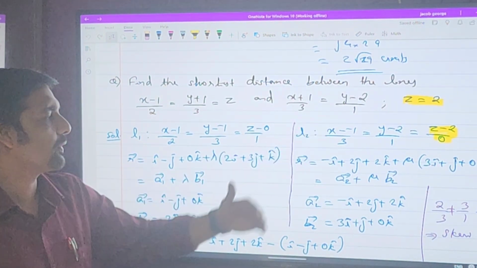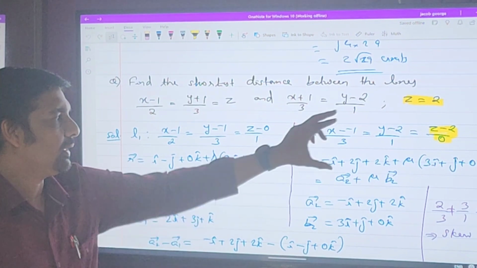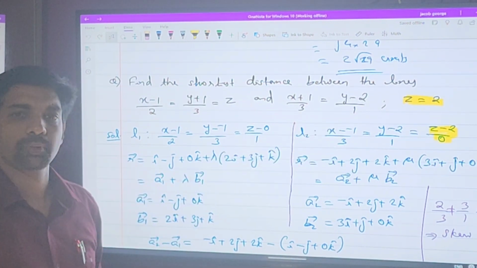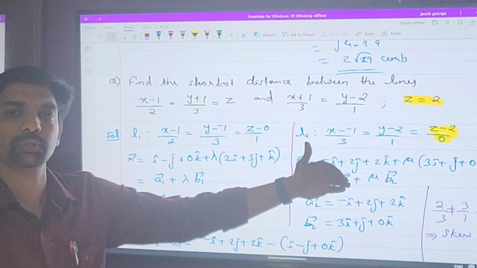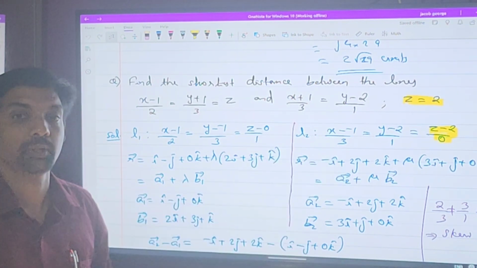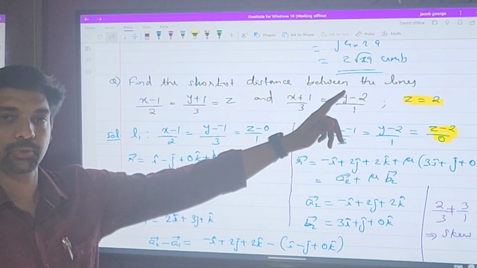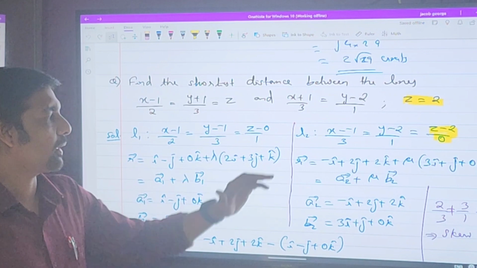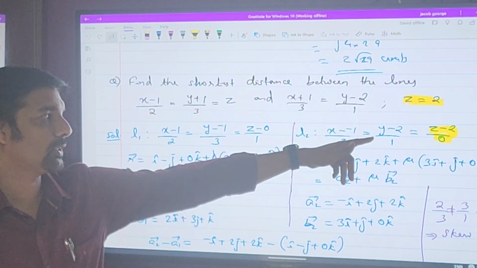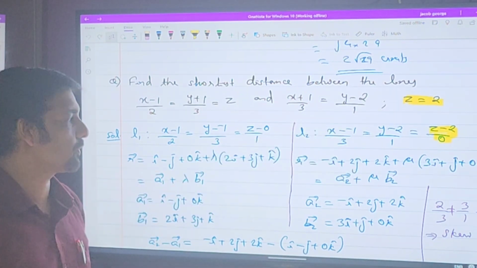That comma z is equal to 2 should be written as z minus 2 by 0. Because if you equate it to a constant lambda, z minus 2 by 0 equals lambda, so z minus 2 is 0, and z will be equal to 2. So this is very important. Like this, comma z is equal to 2 should be connected to the Cartesian form like this: z minus 2 by 0.